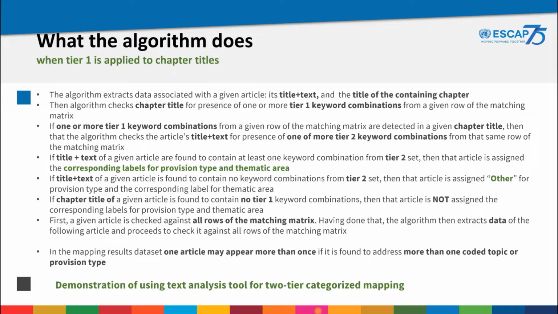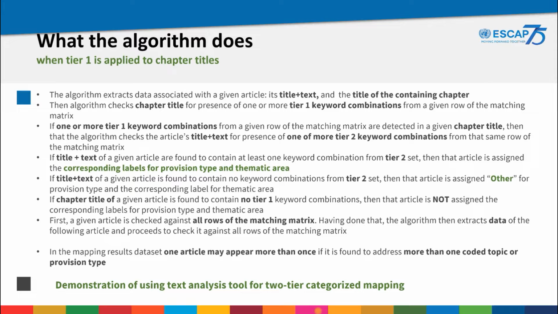If one or more Tier 1 keyword combinations from a given row of the matching matrix are detected in a given chapter title, then the algorithm checks the article's title plus text combination for presence of one or more Tier 2 keyword combinations from that same row of the matching matrix. If the title plus text of a given article are found to contain at least one keyword combination from the Tier 2 set, then that article is assigned the corresponding labels for provision type and thematic area.